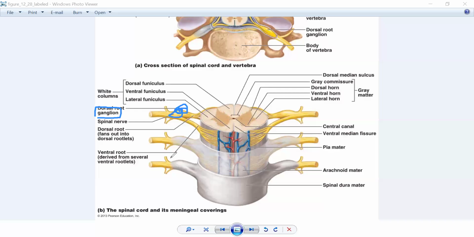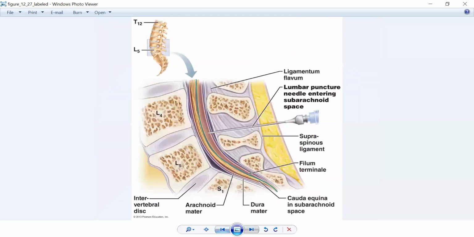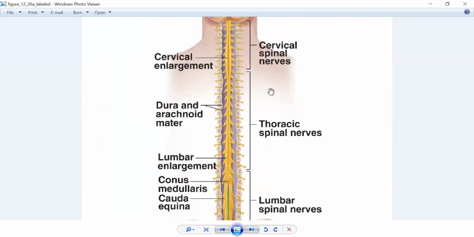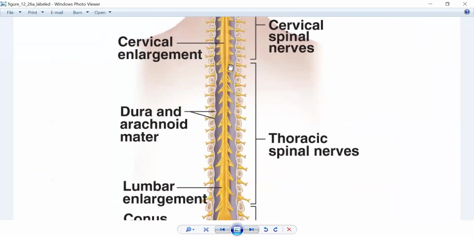And now that I brought up areas where it bulges, I forgot to mention on the spinal cord itself, this area where it looks kind of bulgy is called the cervical enlargement. Again, you have a cluster of cell bodies in the spinal cord, but it's not ganglion because it's in the spinal cord. It's referred to as nuclei or deep neurons. And then you also have another enlargement down below called the lumbar enlargement.